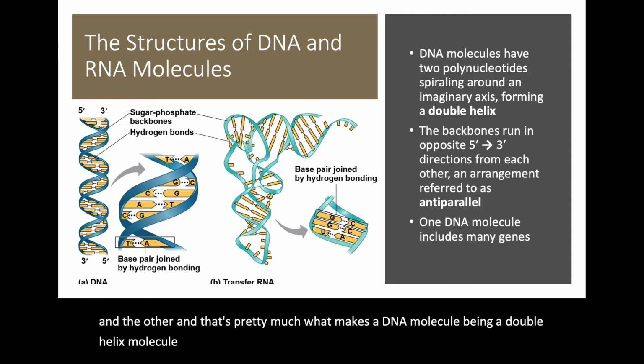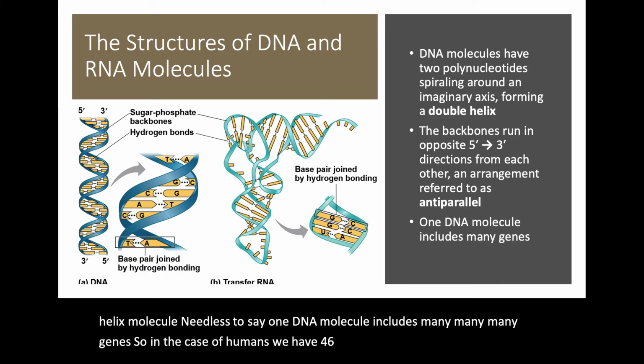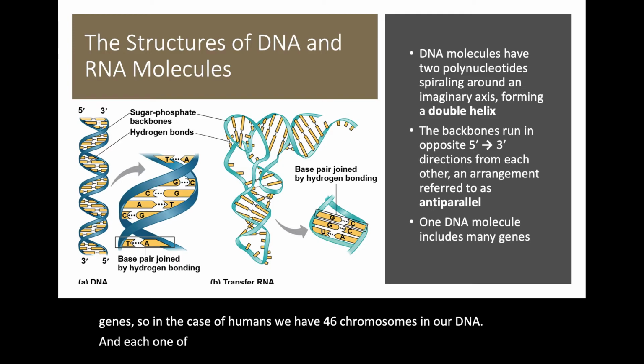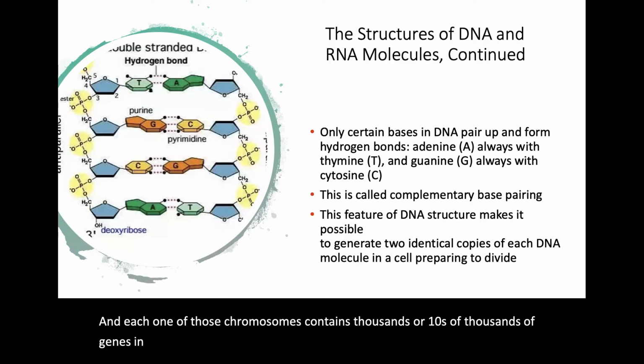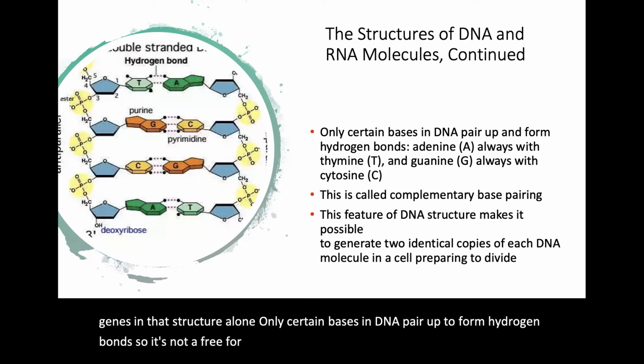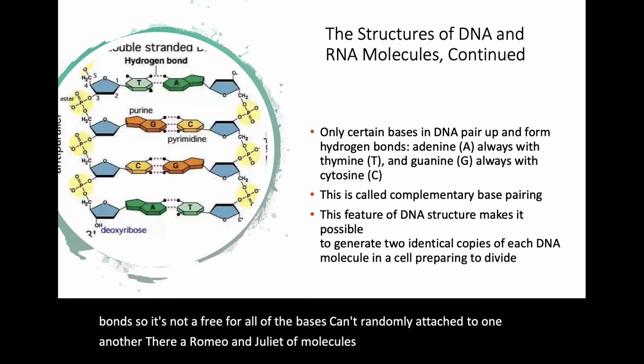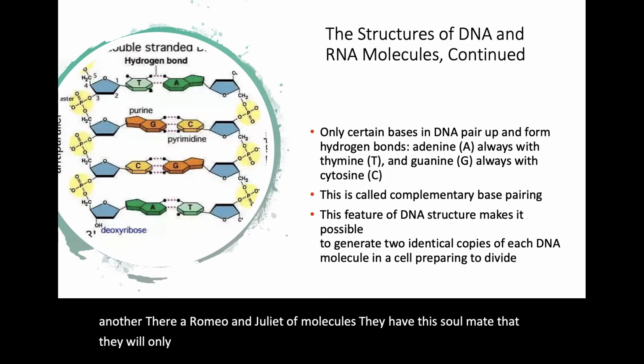Needless to say, one DNA molecule includes many, many genes. So in the case of humans, we have 46 chromosomes in our DNA, and each one of those chromosomes contains thousands or tens of thousands of genes in that structure alone. Only certain bases in DNA pair up to form hydrogen bonds, so it's not a free-for-all. The bases can't randomly attach to one another. They are like a Romeo and Juliet of molecules. They have this soulmate that they will only pair with. So adenine, or the letter A, would always pair with the letter T, and guanine and cytosine will pair as well.